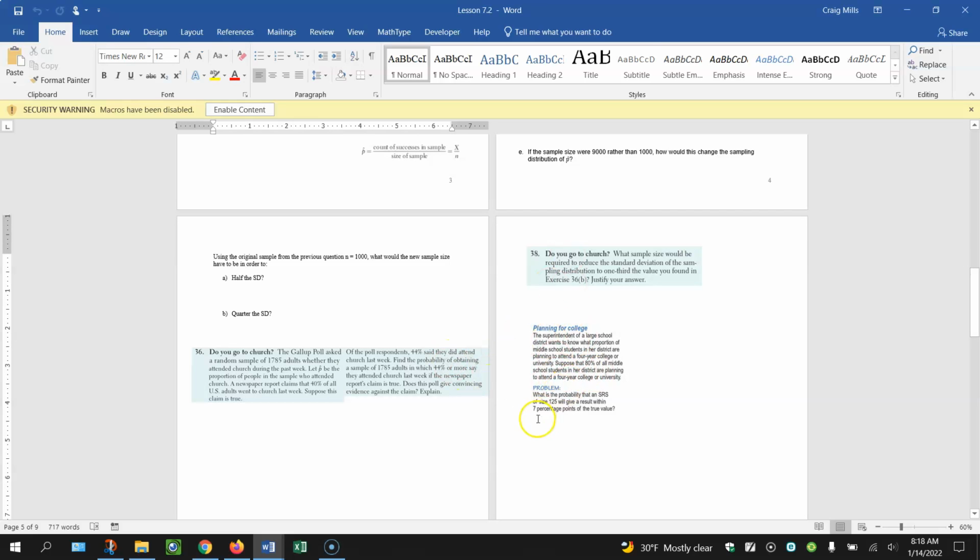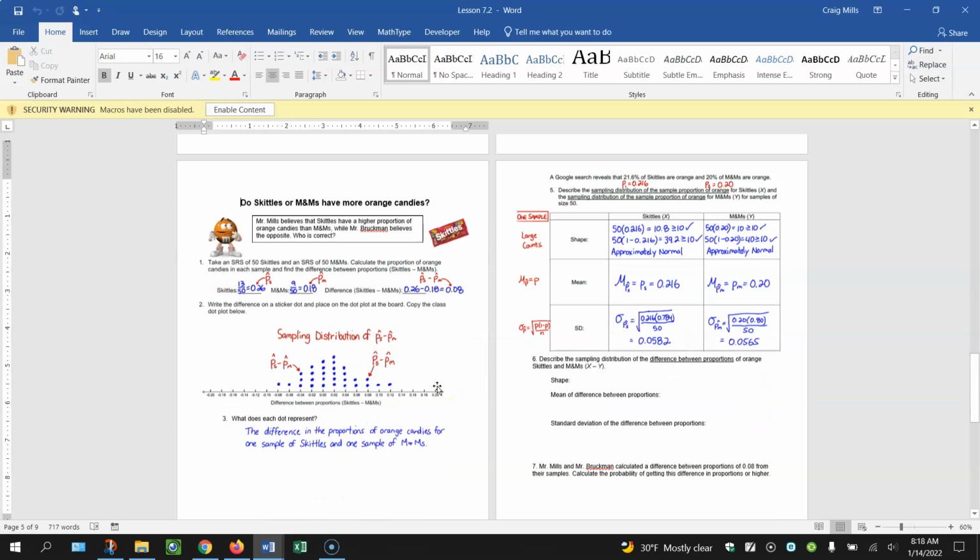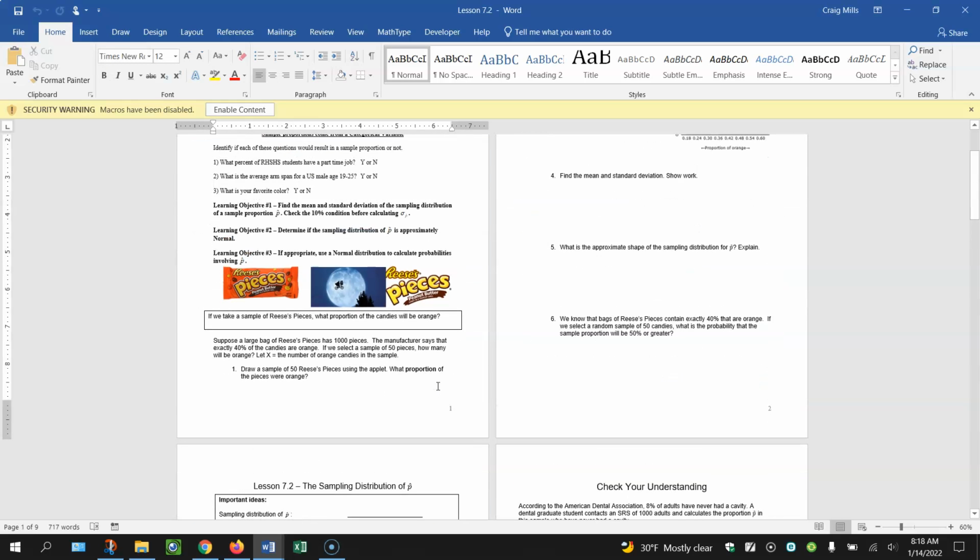Like here, what is the probability? Okay, this is going to involve that. Does the poll give convincing evidence against? This is a way of asking probability. If we're dealing with proportions, which both of these questions are, it's not going to talk about the shape like approximately normal, skewed left, skewed right. Let's see some other ones here.